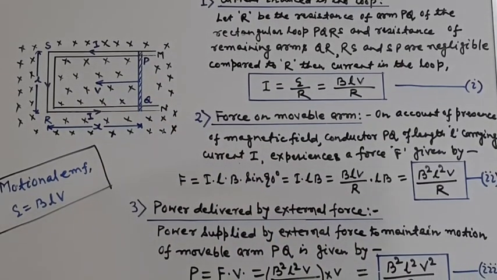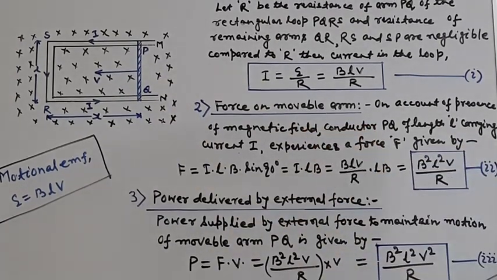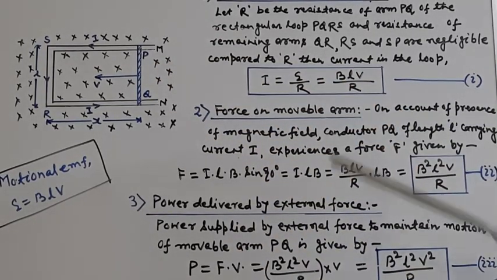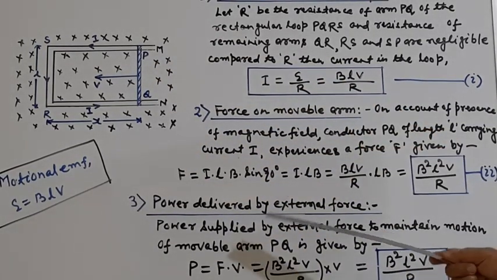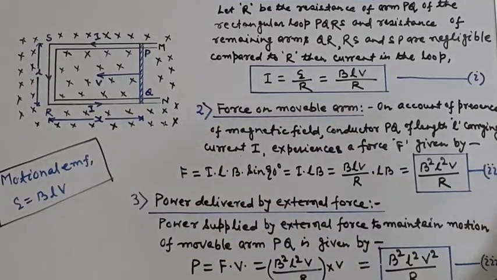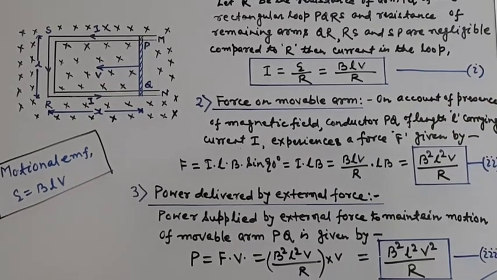So in this way, when a conductor of any length moves with some velocity in a perpendicular uniform magnetic field, what is the magnitude of current induced in the loop? What is the force experienced by this movable arm? And what is the power delivered by the external force to move the arm? We have calculated these by equations 1, 2 and 3 respectively.